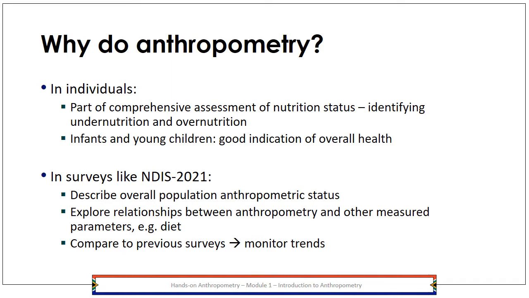And finally, we can compare the results of our survey to previous and future surveys to see how our population is changing over time. This allows government decision makers to plan appropriate public health programs to address common problems, and also gives us some idea whether existing programs are having any effect.